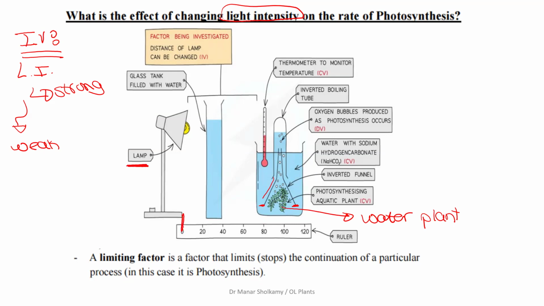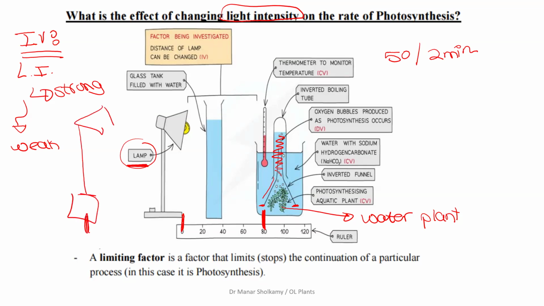This lamp is at a certain distance. Let's say it is at 80 centimeters. And I'm going to count the number of bubbles produced over a certain period of time. Let's say 50 bubbles were produced in 2 minutes. And I'm going to repeat the experiment. But this time, I'm going to put my lamp a little bit far away. Here, I'm going to put it here.